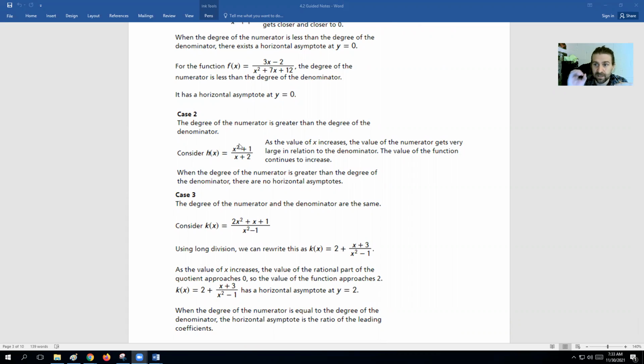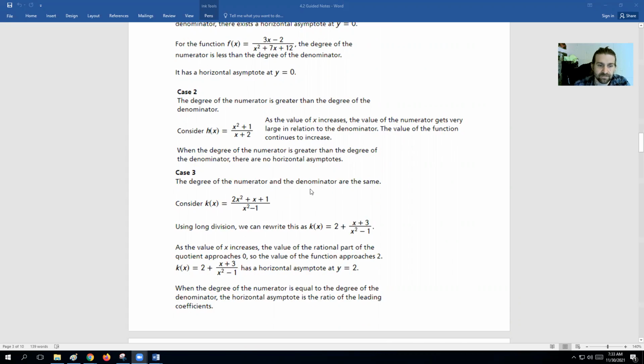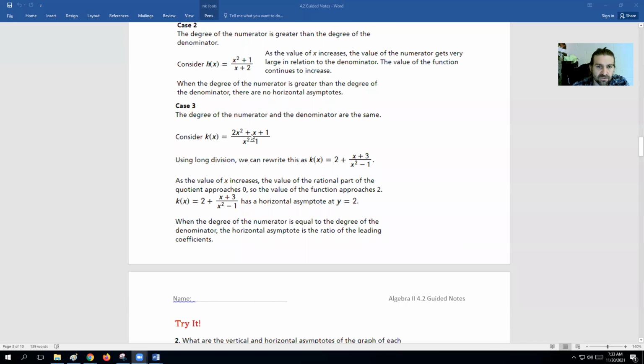If the bigger one's on the bottom, it's 0. If the bigger one's on top, it doesn't exist. All right, next, case 3. What if the degrees are the same?